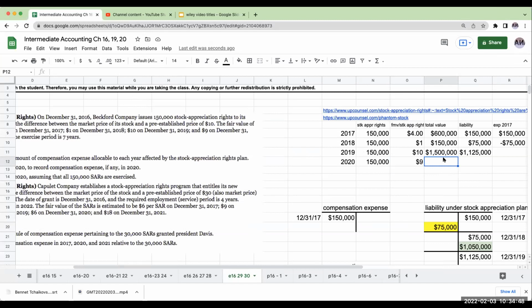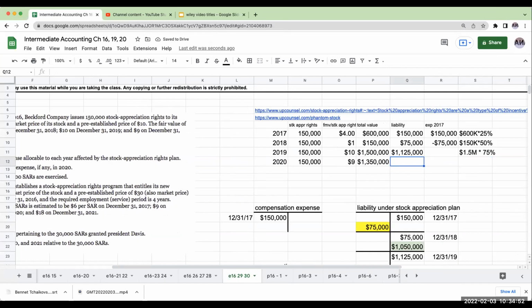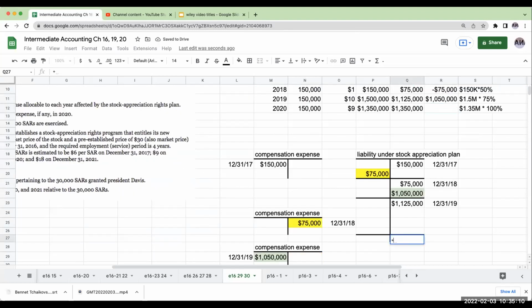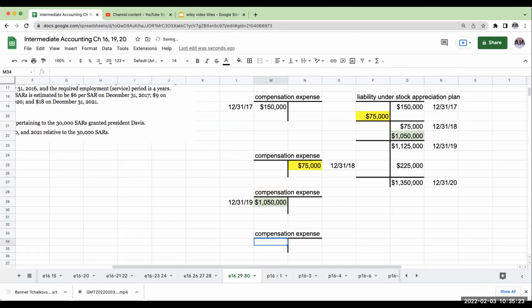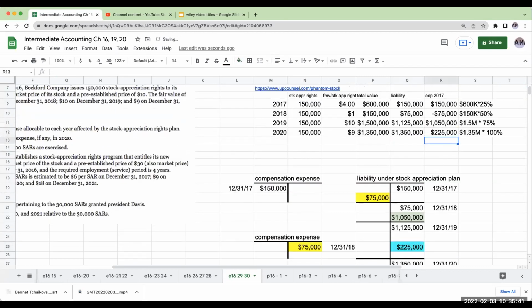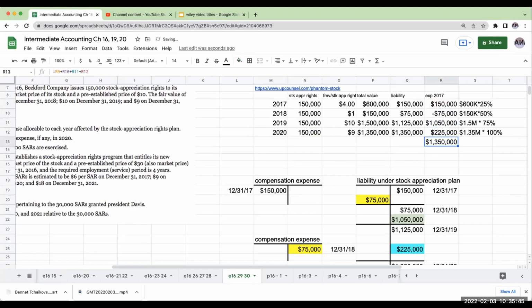Okay, so right over here, the total value is going to be $1,350,000, and my liability is going to be $1.35 million at 100%. So over here, my liability is going to be the full amount. And my expense for this year, let's just do it over here. Okay, so now my full liability is $1,350,000. So the expense I need to get from $1,125,000 to $1,350,000 is going to be $225,000. And if I add up all the expenses, cumulatively it's $1.35 million, which ends up being the final liability.